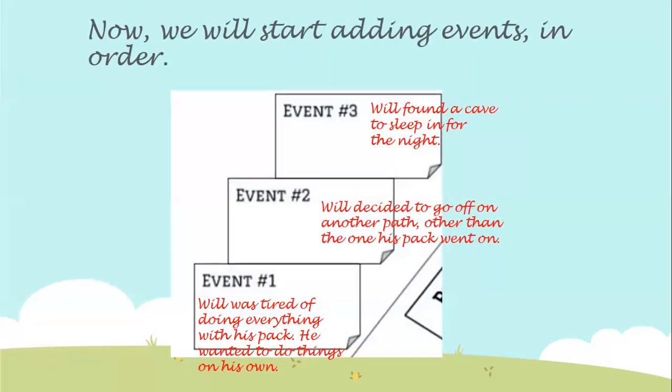Now we will start adding events in order. So I'm going to start down at the bottom with event 1. Will was tired of doing everything with his pack. He wanted to do things on his own. Event 2. Will decided to go off on another path other than the one his pack went on. Event 3. Will found a cave to sleep in for the night.